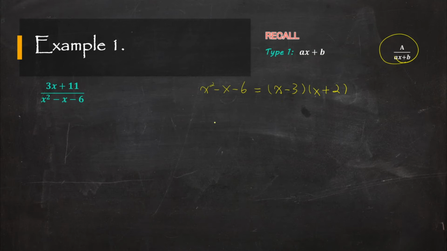So then we have 2 factors. The first one is x minus 3, and the second one is x plus 2. So look at the type here. This is the type 1, and on the top we can make a for the first one and b for the second one, right? And let me complete the whole equation.